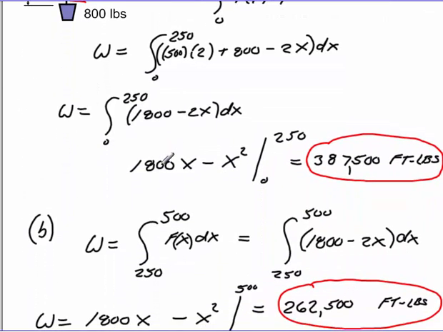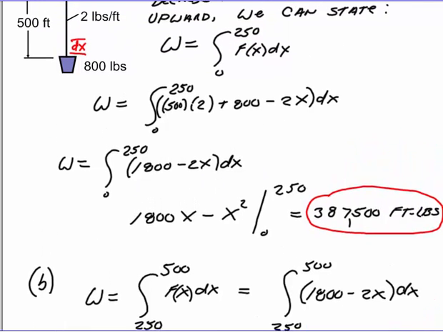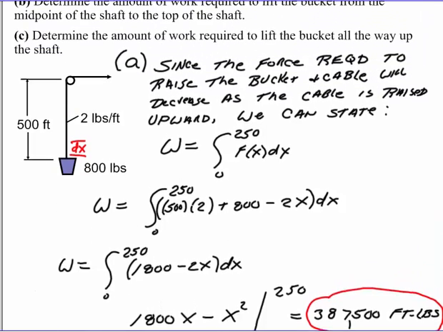So when I integrate that, I get 1800x minus x squared. I put in the 0 and the 250, and I get 387,500 foot-pounds. And that's all you're going to do with a problem like that. That's where the force is going to vary.